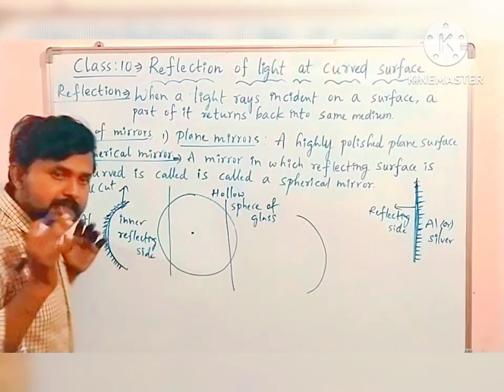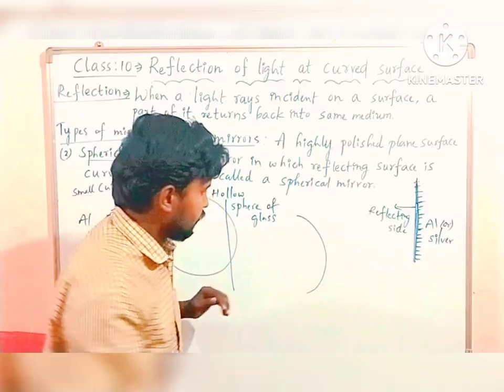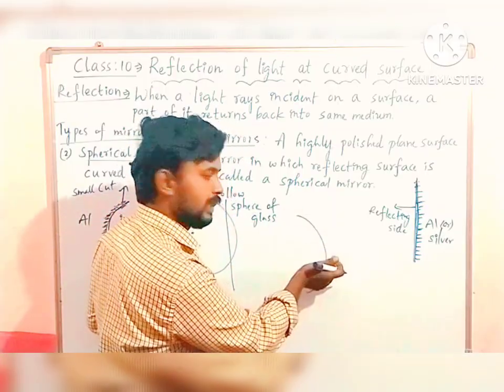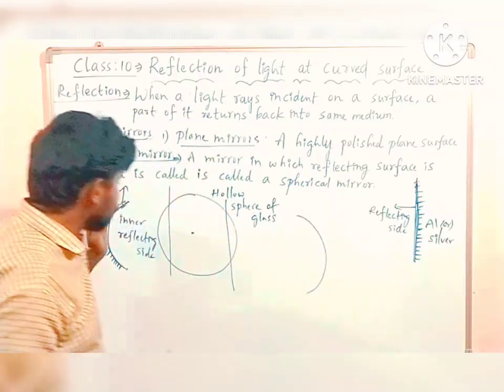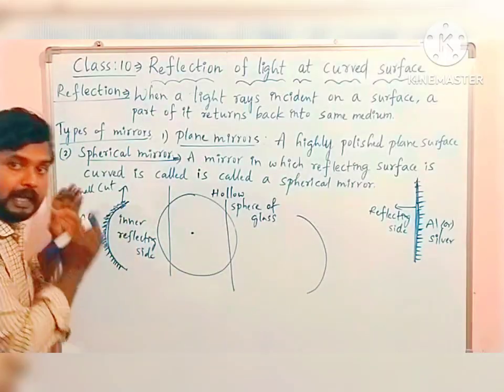In the same way, when we coat the outside, the inside, or we can say the hollow side, acts as the reflecting surface. Outside coating means the inside surface is the reflecting one.